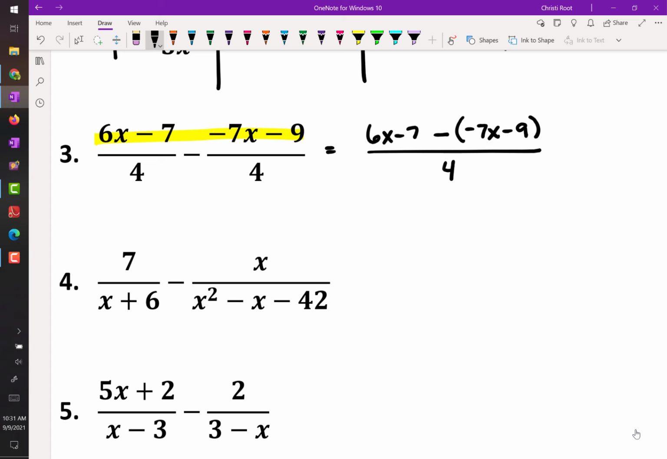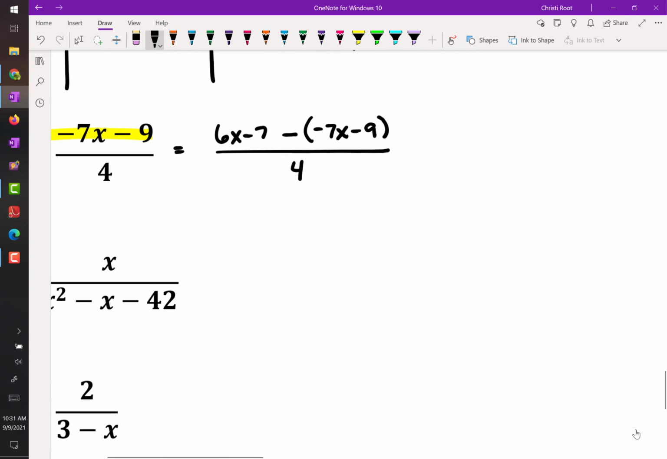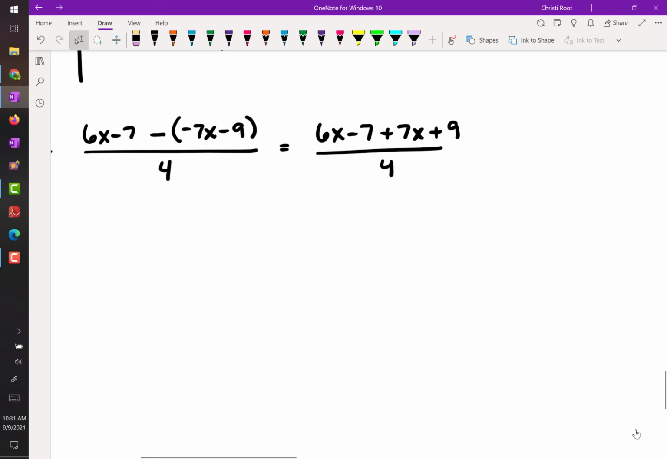We're writing it like this in your notes so you can visually see why your signs are going to change. So I'm subtracting a negative 7. So if I subtract a negative 7, that turns into plus 7x. And I'm also subtracting negative 9. So if I subtract negative 9, that's going to be plus 9. Then continue.